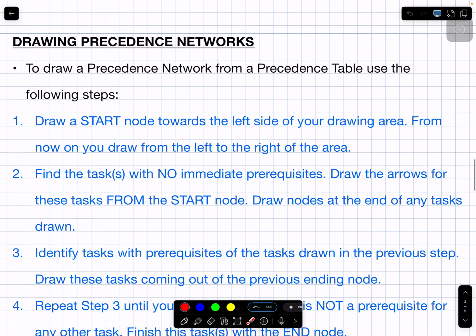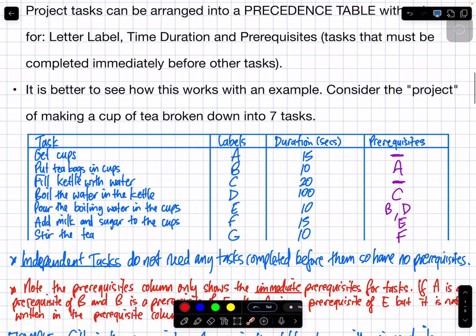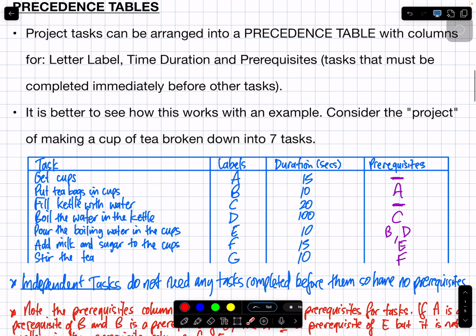I want to make use of this extra precedence table we have up here and practice drawing this one. Try to remember those steps. We start on the left side of my drawing area. So I've got a tiny drawing area here. Start. What was step 1? What tasks have no prerequisites? A and C. So both A and C are going to come out of the start node. We're just practicing those rules again.